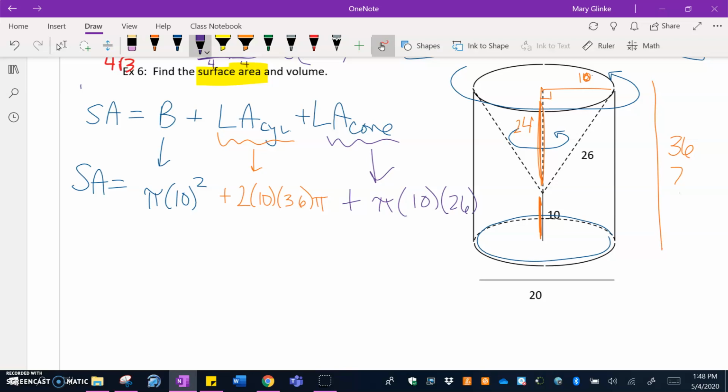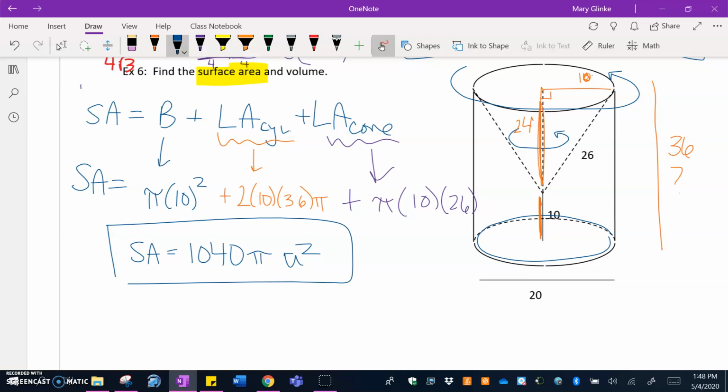And so now looking at this, we're going to figure out what each of those are and then add them all together. So you can go ahead and calculate that. You're going to end up with 1040 pi units squared for your surface area.